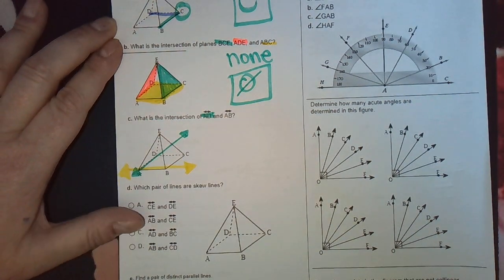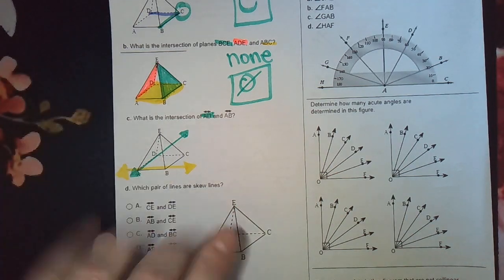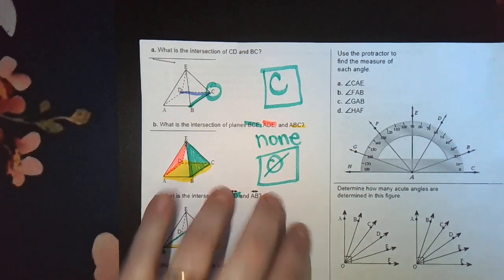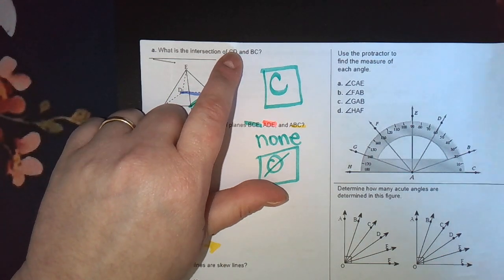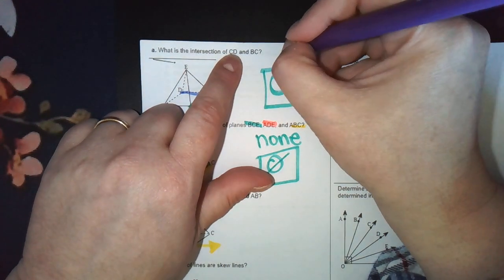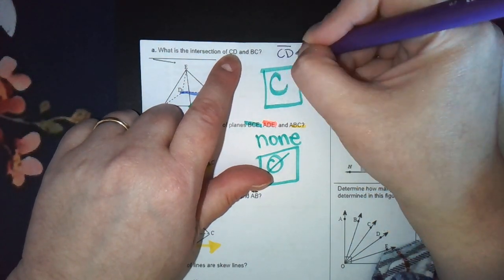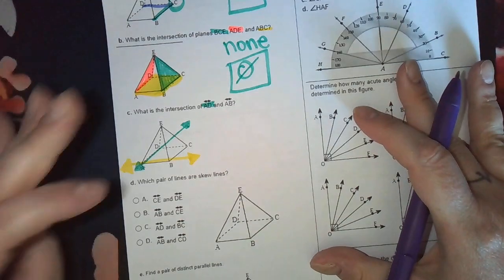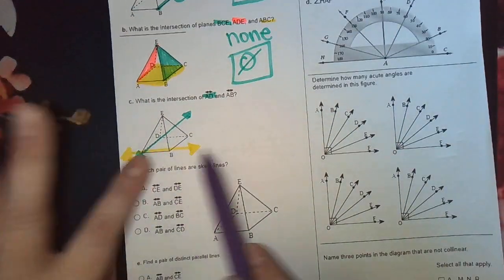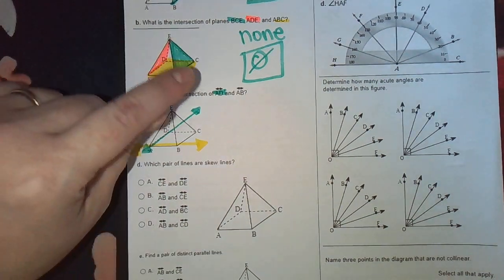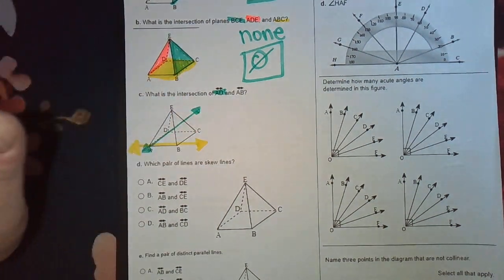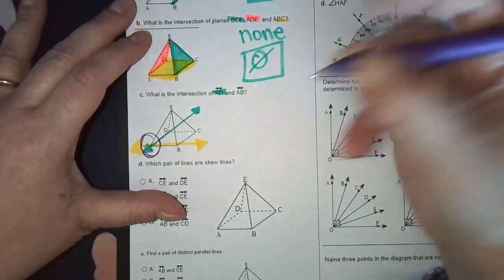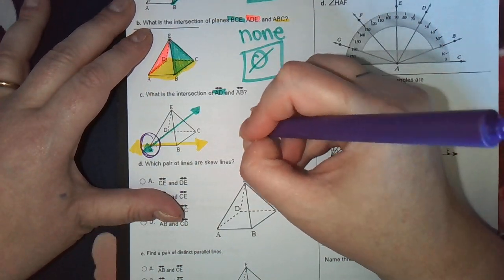So if it was talking about line segment, it would not have those little arrows on top of it. It would just have nothing, like part A, or it would say CD with a line on top of it, BC with a line on top of it. But ours have arrows, so we keep drawing. Okay, so it says, what is the intersection? That's where they cross, where they touch. Where do they touch? They touch over here at point A.